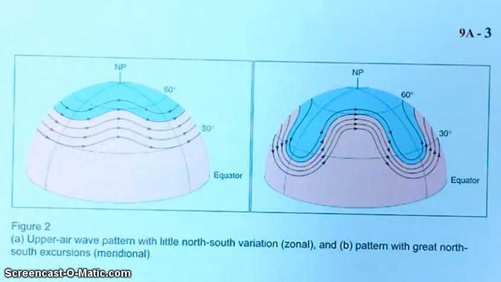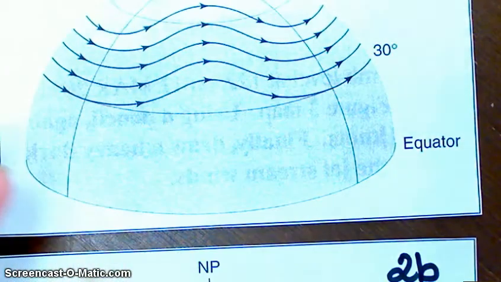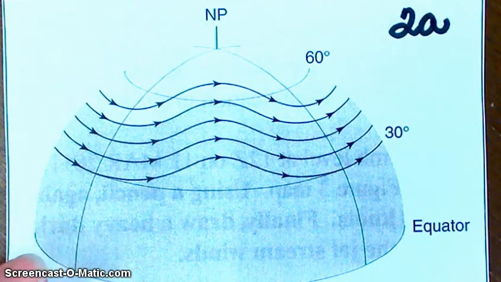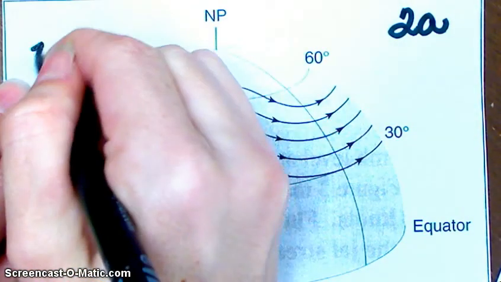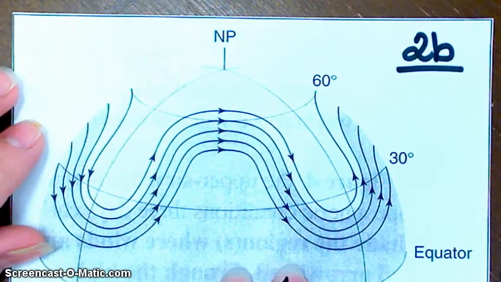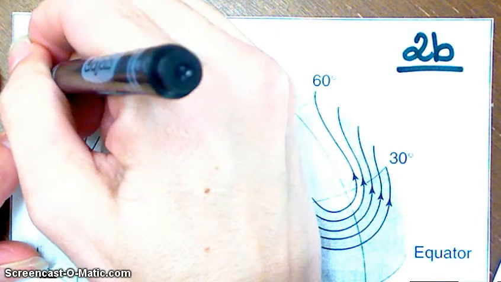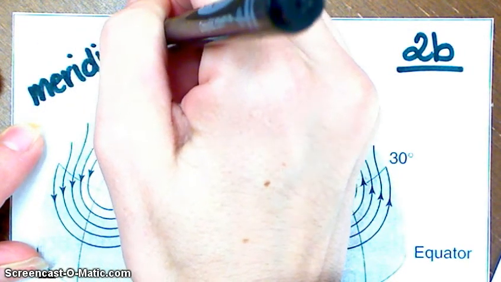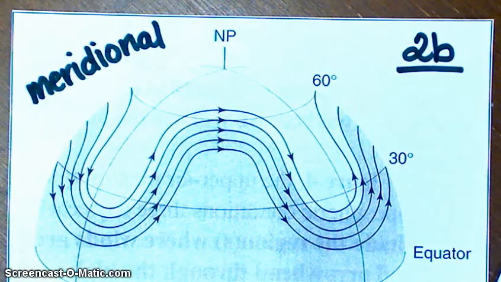All right, so I'm going to switch that out. These are both the same figures that you just saw. This one is our zonal pattern. And this one is meridional. And we're going to use those and discuss a little bit more in just a minute.